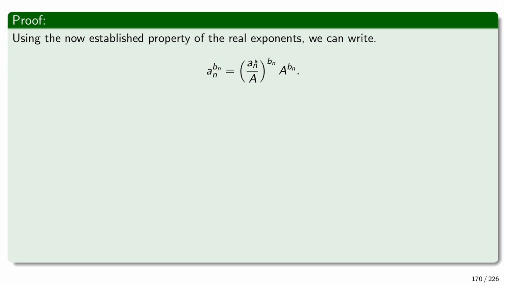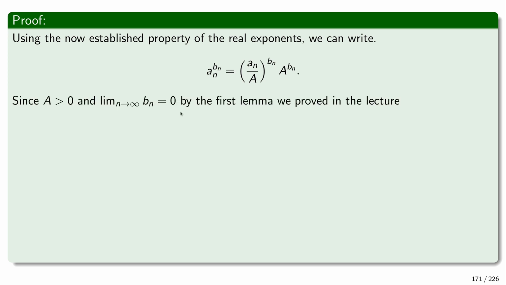So now note that a_n over a is a sequence that converges to 1, and then b_n by assumption is a sequence that converges to 0, and then here we have a to the power of b_n. a is a positive real number, and b_n converges to 0. So by the first lemma that we've proved in this lecture, this limit is going to be 1. So a is a constant real exponent, and then b_n converges to 0, so this limit is going to be 1.